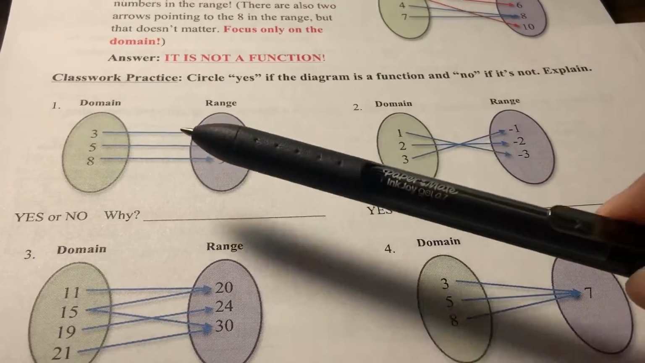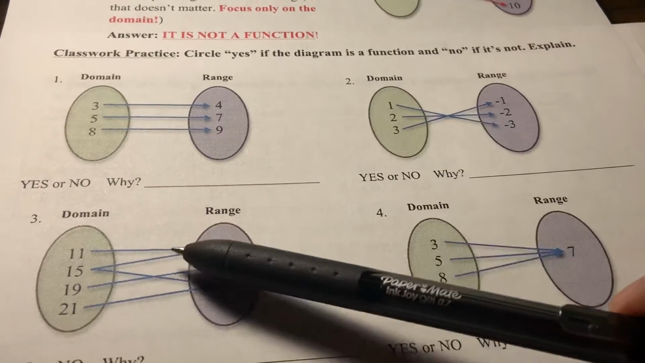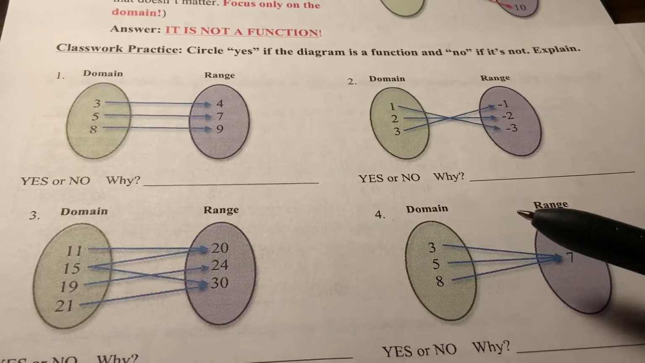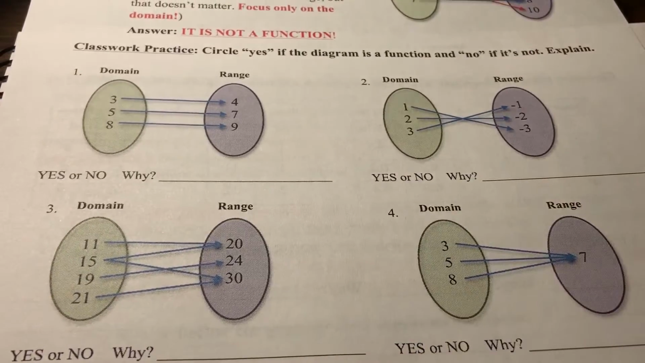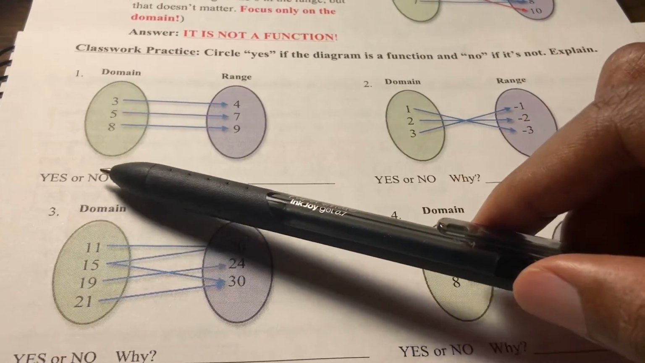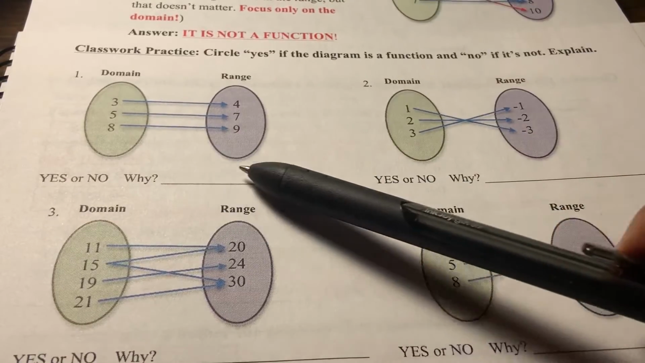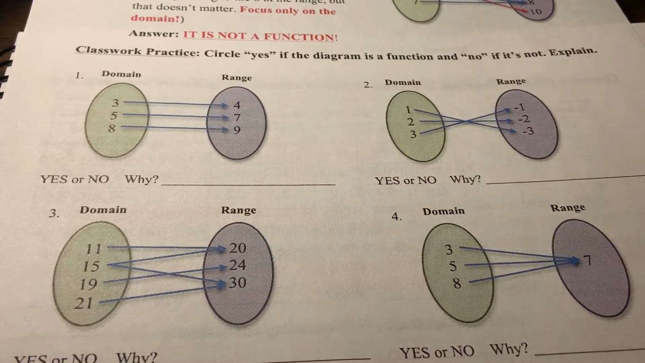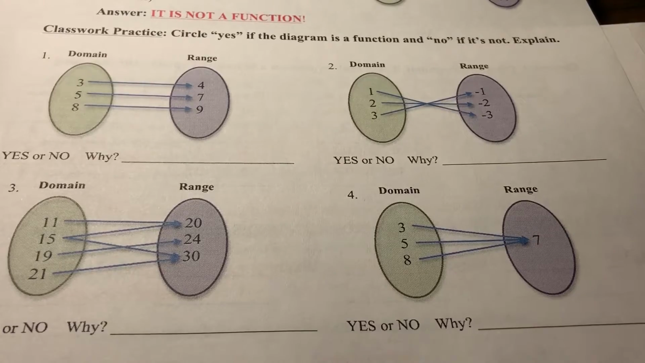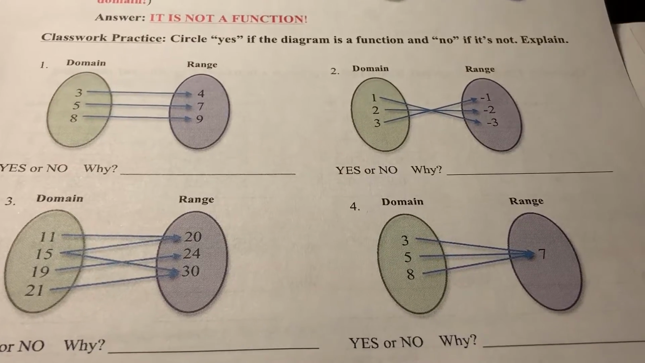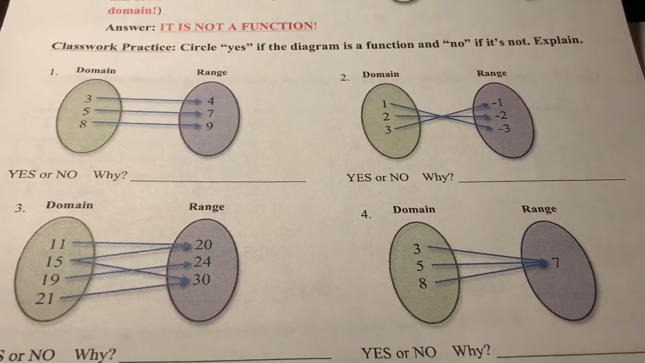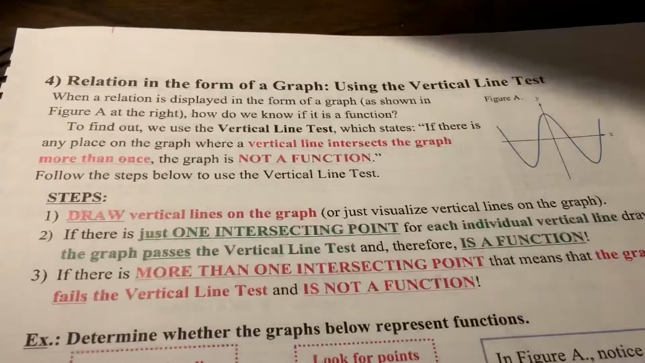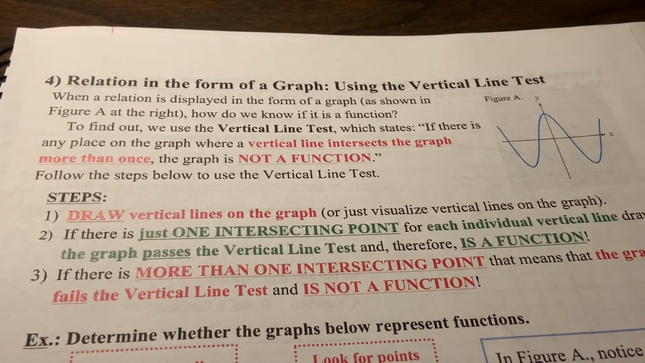So you're going to answer 1, 2, 3, 4 by yourself. Circle yes or no. If it's a function, you circle yes. If it's not a function, you circle no. And give me an explanation why. Okay? All right? Give me an explanation why. All right. That's for you to do for classwork. Ladies and gentlemen, let's move on to number 4.